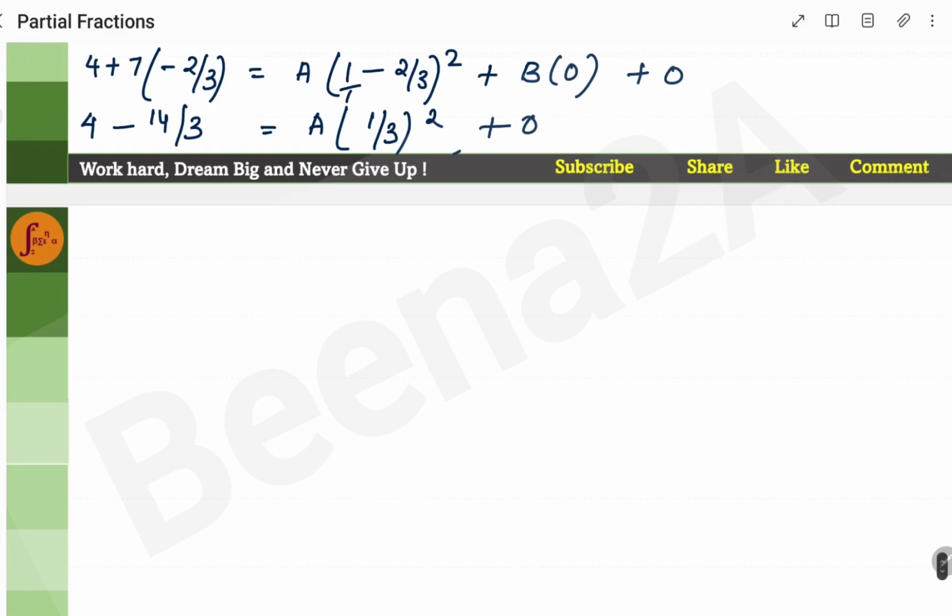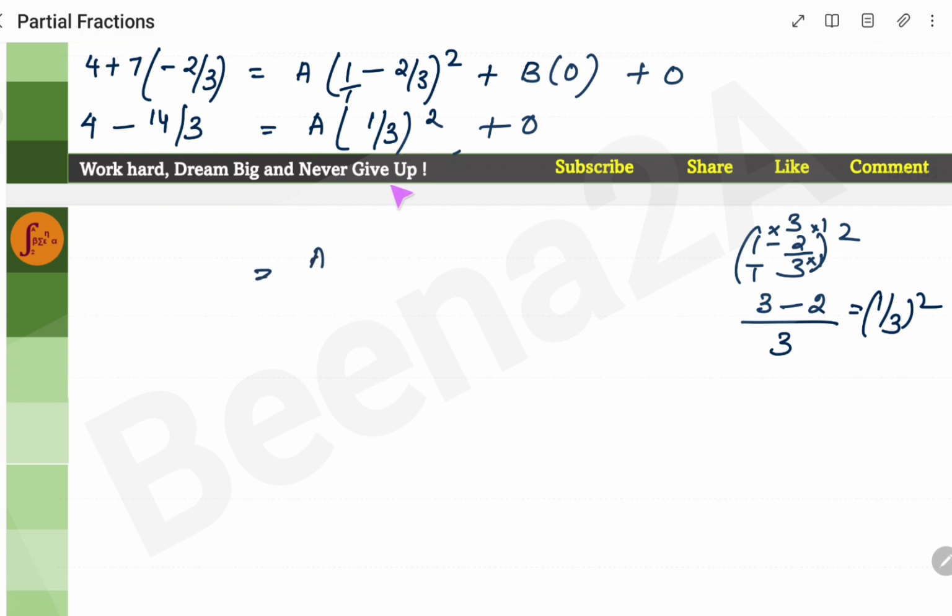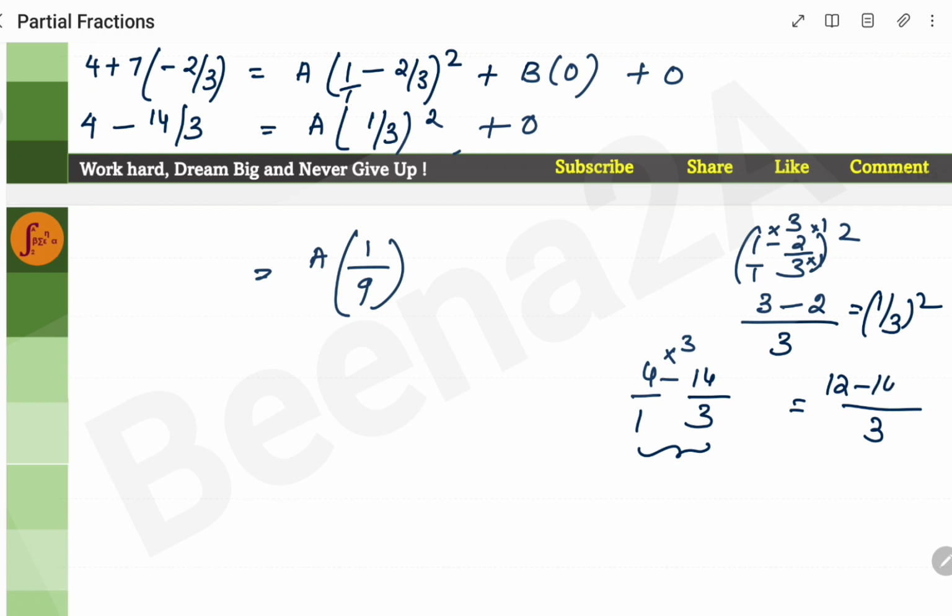Right, here you have to take LCM. So 1 minus 2 by 3 the whole square, take the LCM. LCM is 3. This will go 3 times. So 3 minus this will go once. So it will be 1 by 3 the whole square. So a into 1 by 3 the whole square is 1 by 9. And this is 4 minus 14 by 3. So I'll take LCM as 3. LCM is 3. This will go 3 times. 12 minus 14 by 3, which is minus 2 by 3.